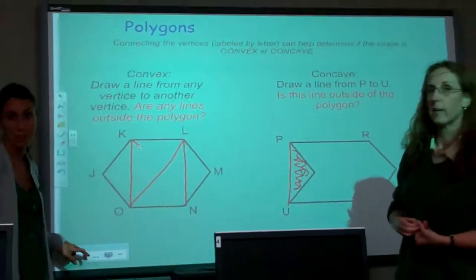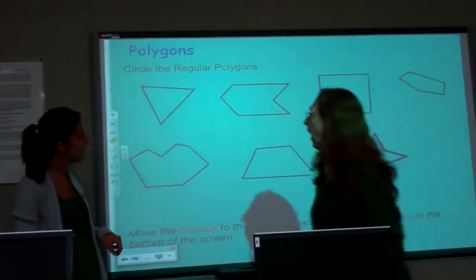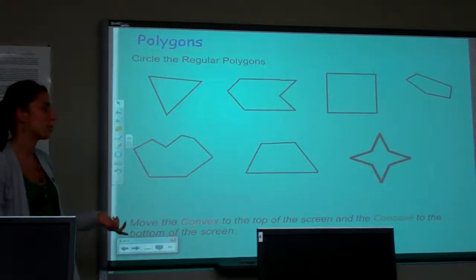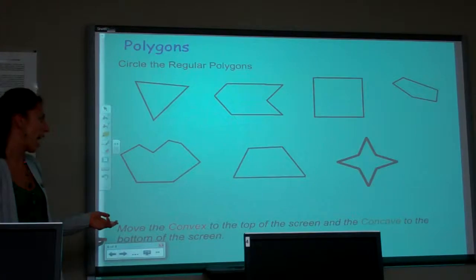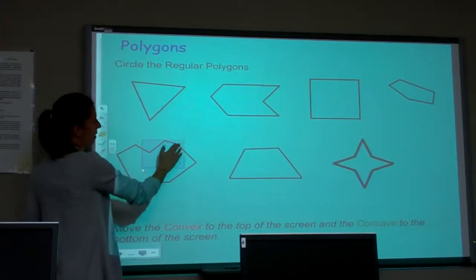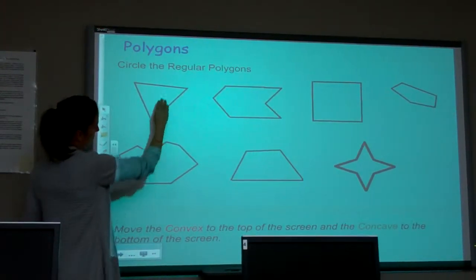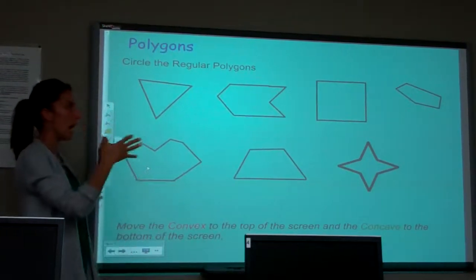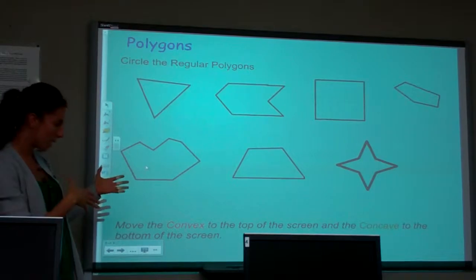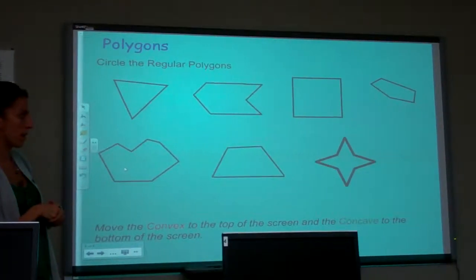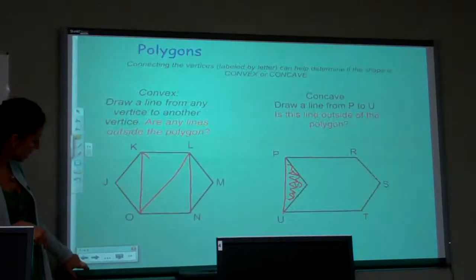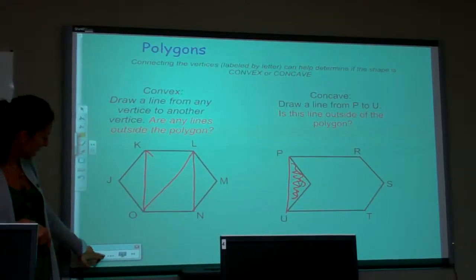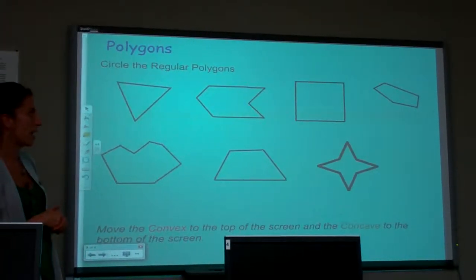Are you enjoying the lesson so far? Yeah. Okay. So this is what we would do. I would have you circle the regular polygons and then move the convex ones. You would move them to the top of the screen if they were convex and to the bottom of the screen if they were concave. And we come back to that definition and take a look at what it means to be concave. And really there's only one concave polygon.